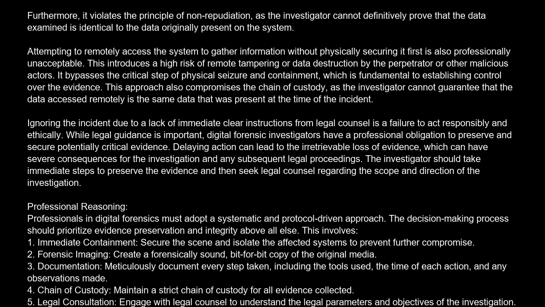3. Documentation. Meticulously document every step taken, including the tools used, the time of each action, and any observations made. 4. Chain of custody. Maintain a strict chain of custody for all evidence collected. 5. Legal consultation. Engage with legal counsel to understand the legal parameters and objectives of the investigation. This structured approach ensures that actions are defensible, evidence is admissible, and ethical standards are upheld.